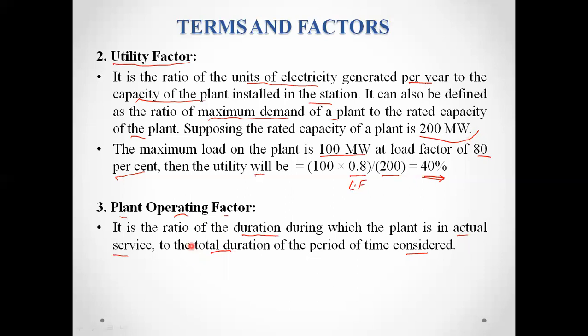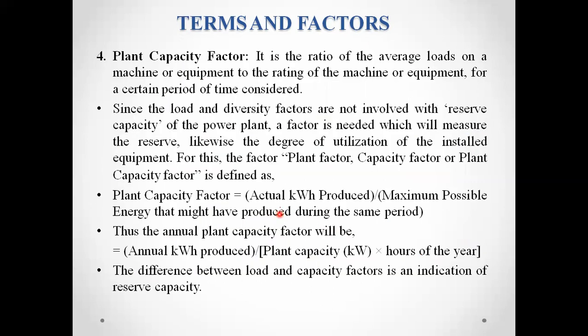So we know that if the power plant is working, we can't say that every 365 days it will be working. Some days will be given for service, maintenance and all. So here we have to consider the ratio of the duration for which the plant is in actual service to the total duration. That will give the plant operating factor.